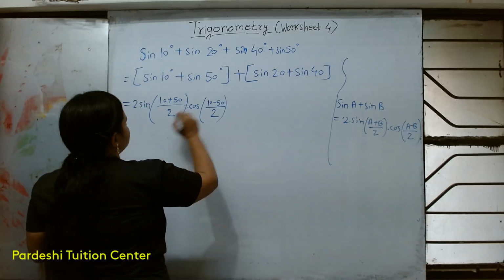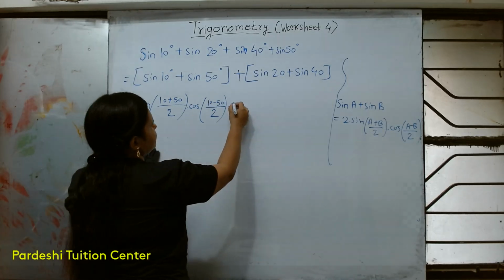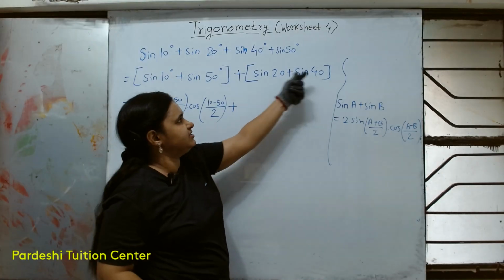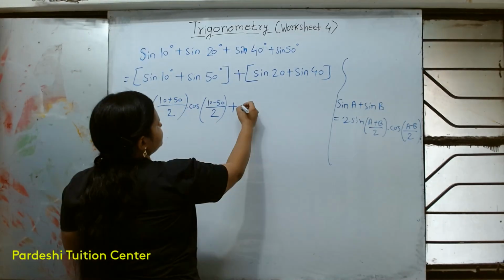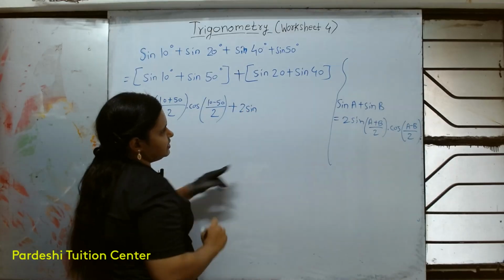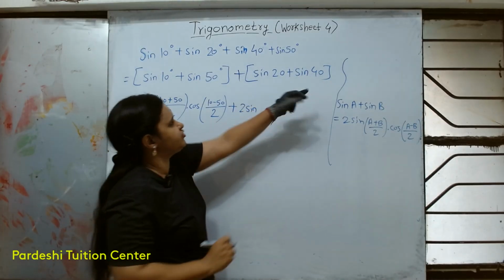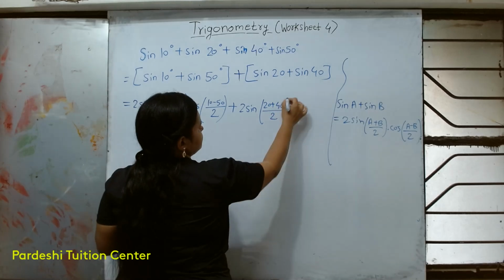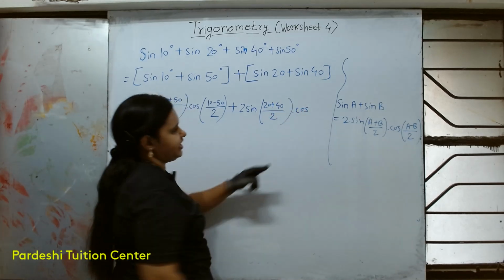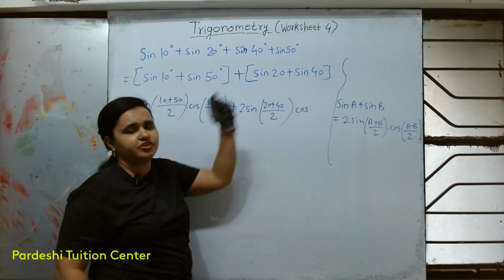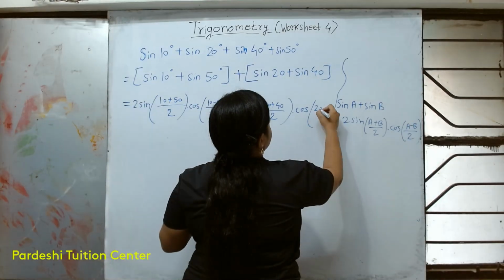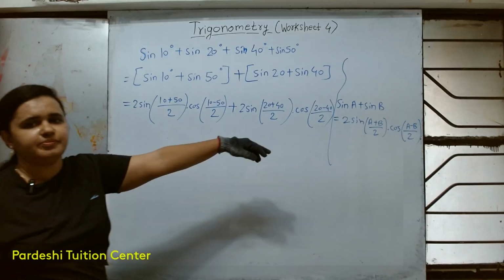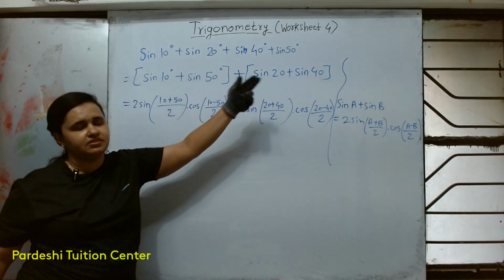Okay, and this is over, and again we have to solve for this again. Sin A plus sin B, this is our A, this is our B. So it is 2 sin of (A plus B) by 2 means (20 plus 40) by 2 into cos of (A minus B) by 2 means (20 minus 40) by 2. Okay, we have just applied sin A plus sin B in both of these.